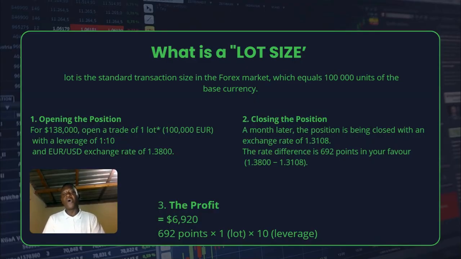Section 4. What is a lot size? A lot size is the standard transaction size in the Forex market, which is equal to 100,000 units of the base currency. There are different lot sizes. Standard lot, which is equal to 100,000 units. Mini lot, which is equal to 10,000 units. Micro lot, which is equal to 1,000 units.